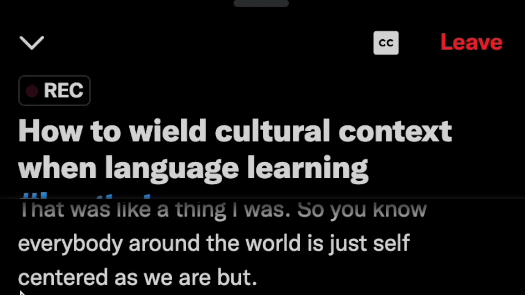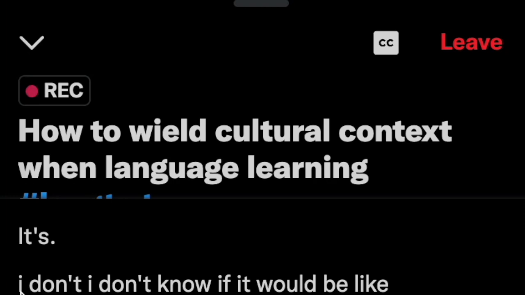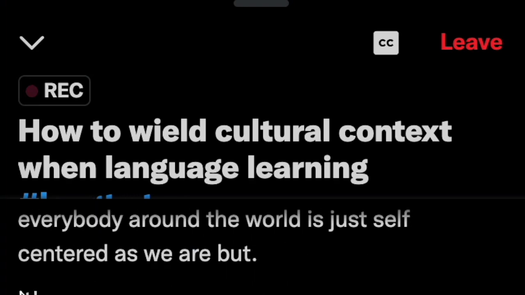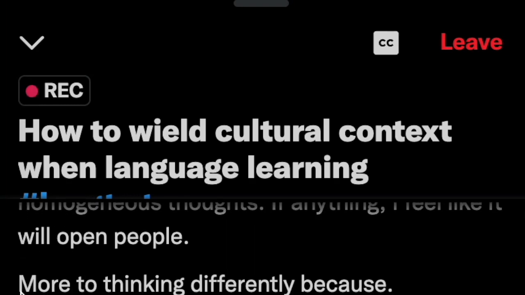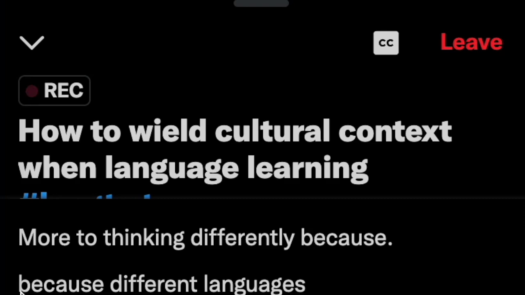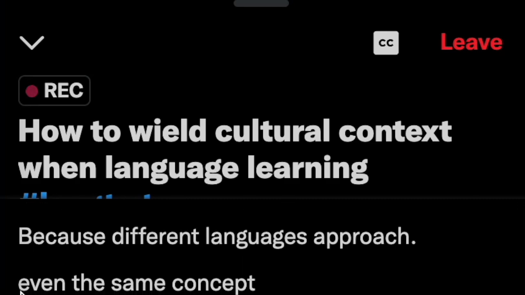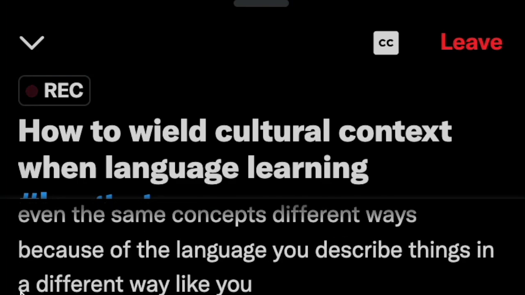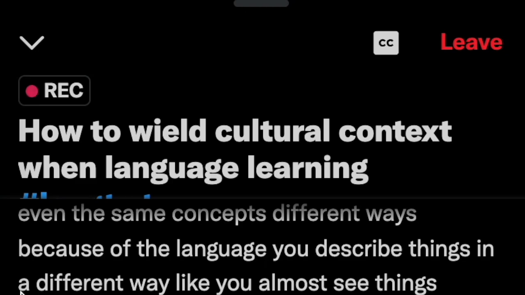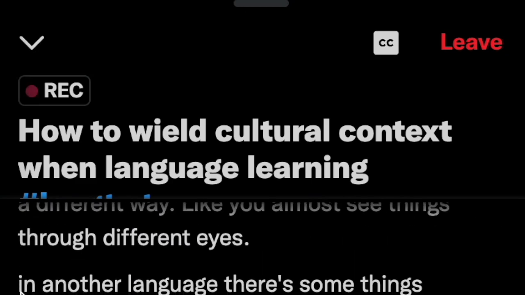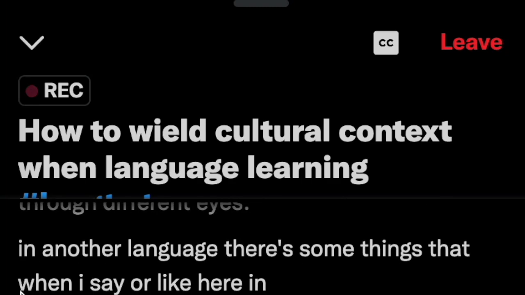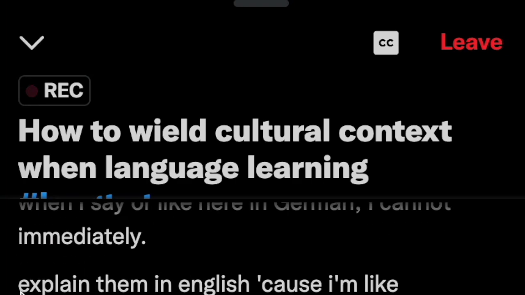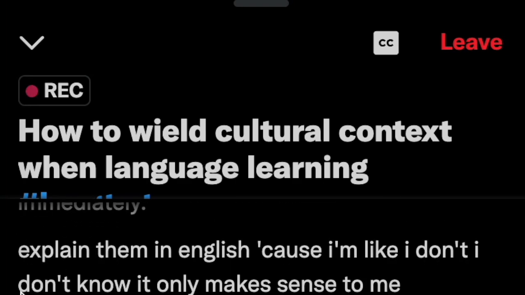I don't know if it would be homogenous thought. If anything, I feel like it will open people more to thinking differently, because different languages approach even the same concepts different ways. Because of the language, you describe things in a different way. You almost see things through different eyes in another language. There are some things that I hear in German that I cannot immediately explain in English, because it only makes sense to me in German.